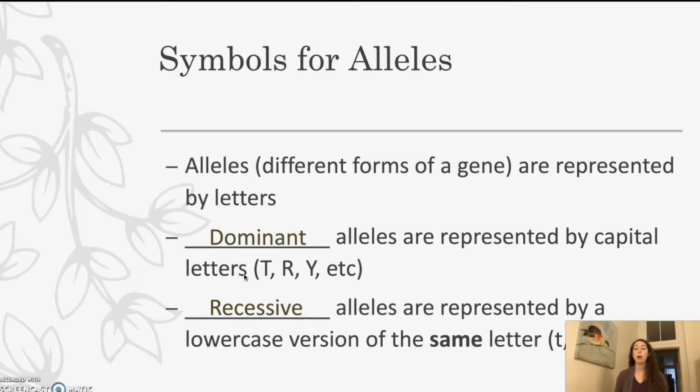So if you're talking about one gene, you're going to choose one letter, and the dominant form of that gene, that dominant allele, is going to be that capital letter. So, for example, if we're doing freckles, say we use the letter T for freckles. Capital T would represent having freckles, that dominant allele, and then the recessive allele would be a lowercase t, because that would be no freckles, the recessive allele, so we use that lowercase letter to represent that.